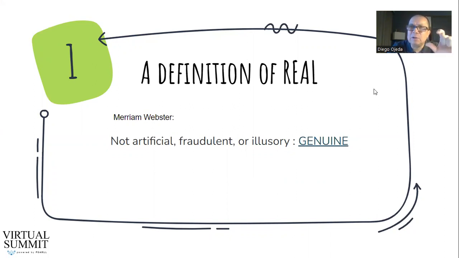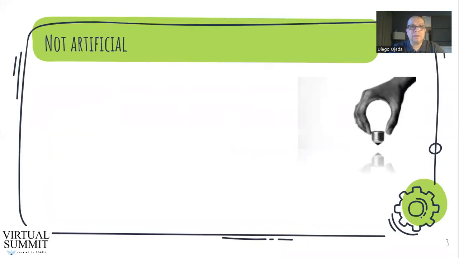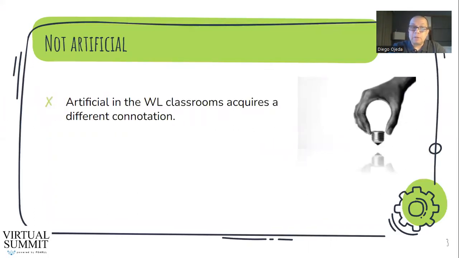Real is also genuine. And this is the most important part as teachers. We must be real, we must be genuine to our students. We must not be artificial. We must not be fraudulent.